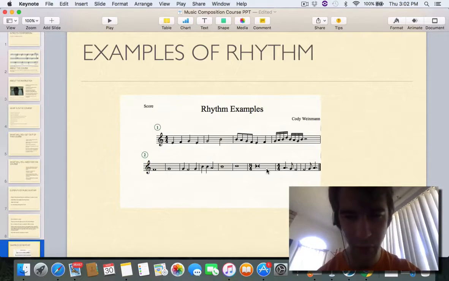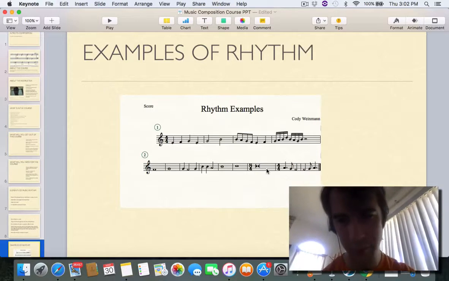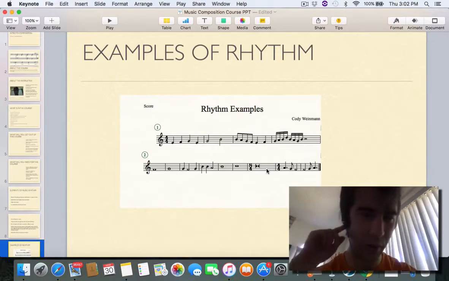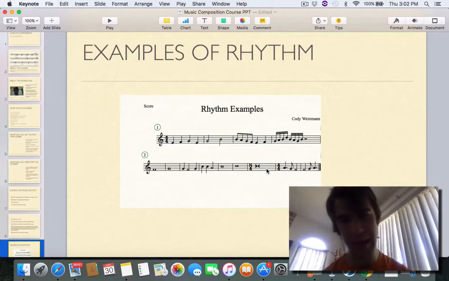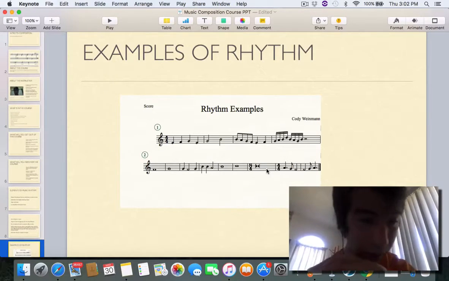And then the last one would be 1, 2, 3, and 4, and. Notice I put the dotted quarter note in the last one. And that is where you would have the 3 and 4 and. You would actually have the eighth note on 3, and then 'and 4 and' would be the dotted quarter. So that's a little bit about dotted rhythms.